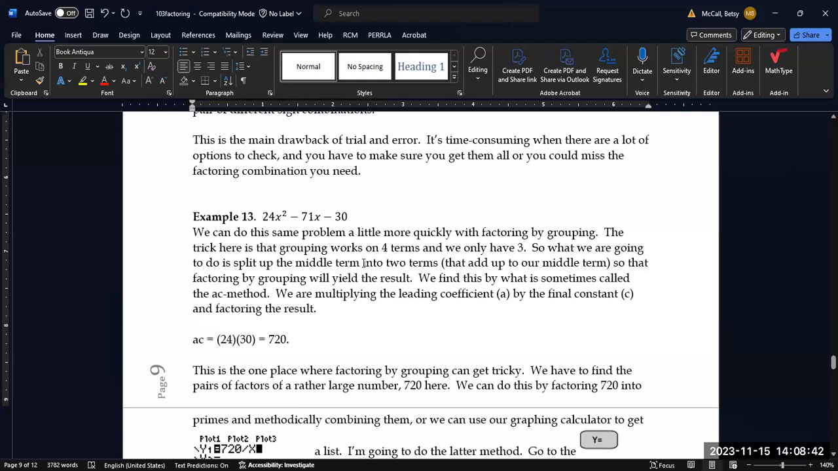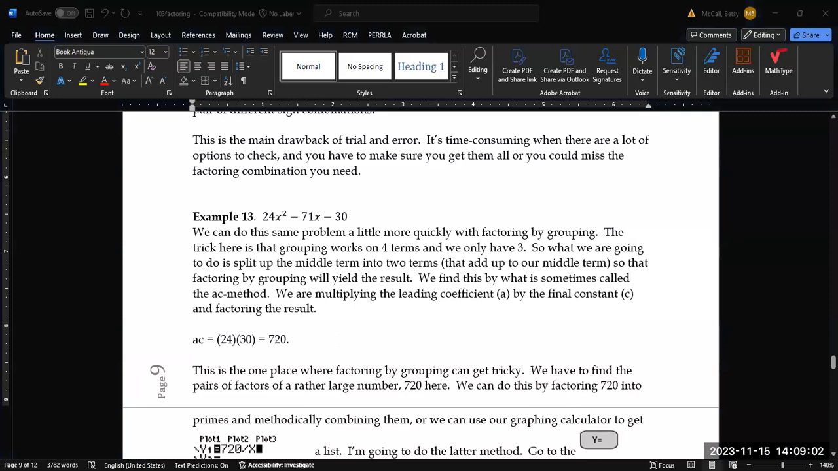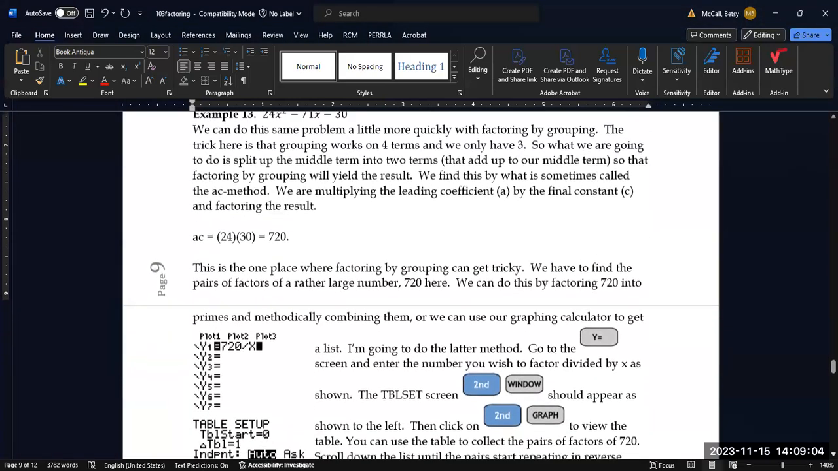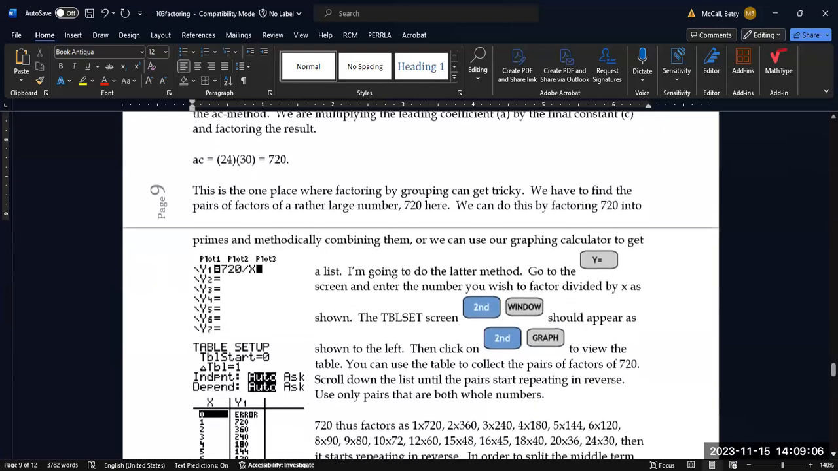Now, the problem with this is that you can get very large numbers and then you have to worry about, well, how do I factor? How do I find all the possible factor combinations of this really large number? But we're going to go through that to start with. So 24 times 30 for this factoring by grouping method is equal to 720. And so we're going to need to find factor combinations of 720.